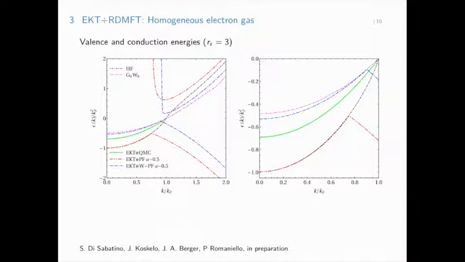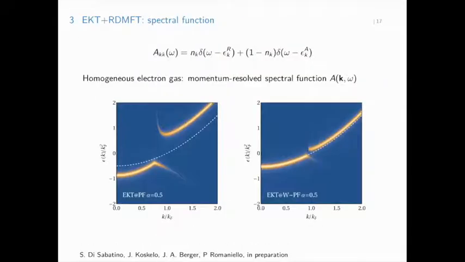But the EKT offers also a way to build approximation for the spectral function. Here I will not give you the derivation of this. I just want to give you the final expression that can be obtained. So the spectral function has this form, in terms of Dirac delta functions, where these energies are the EKT removal and addition energies, and the intensities are related to the occupation numbers.